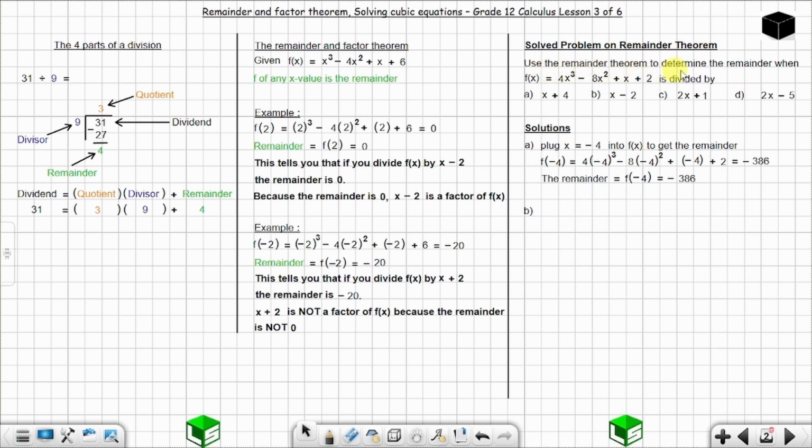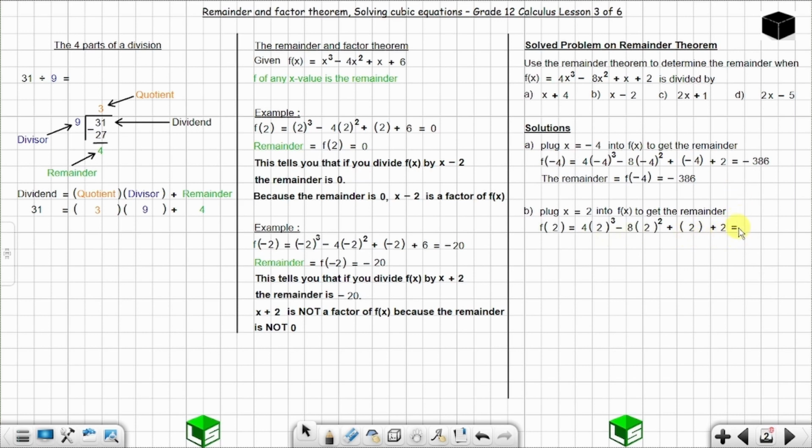Okay, now question B. Use the remainder theorem to determine the remainder when f of x is divided by x minus 2. Okay, you are going to plug x is equal to 2 into f of x to get the remainder. So you are going to take f of 2. This is equal to 4 times 2 to the power of 3. So you plug 2 wherever you have x. You carry on, you have negative 8 times 2 to the power of 2 plus 2 plus 2 again, right?